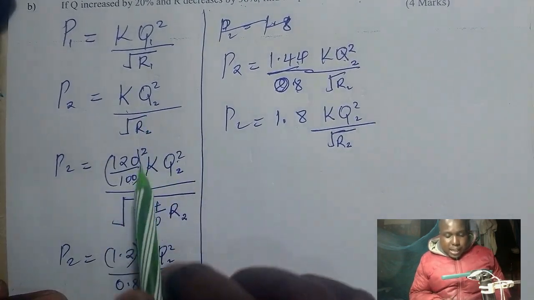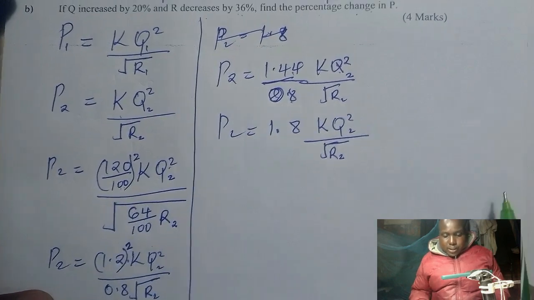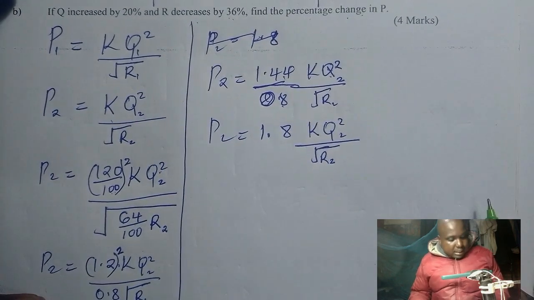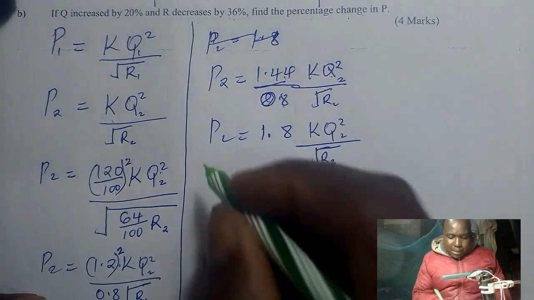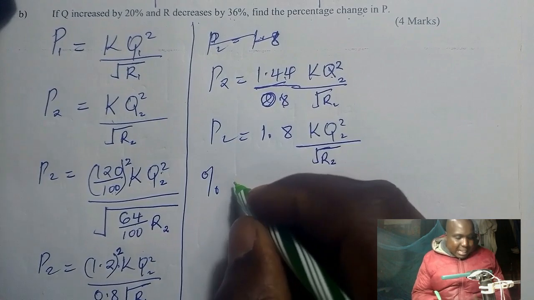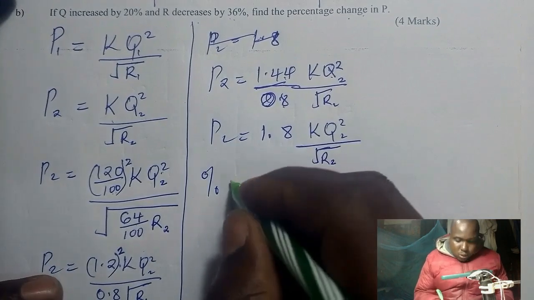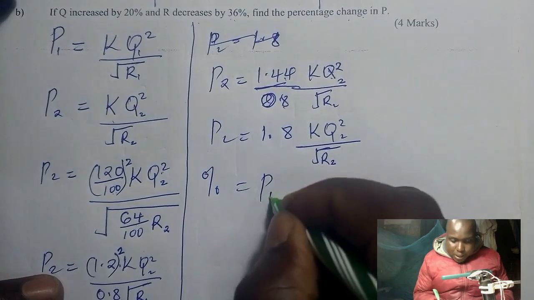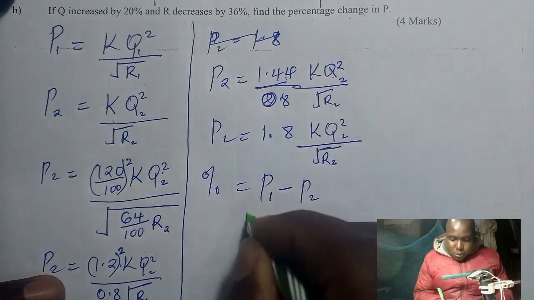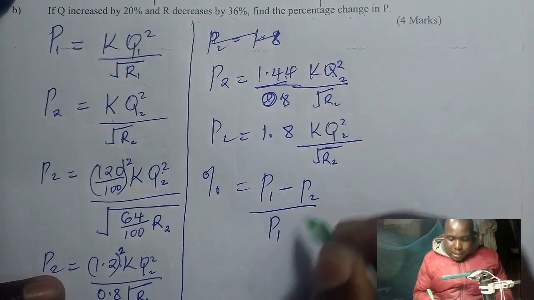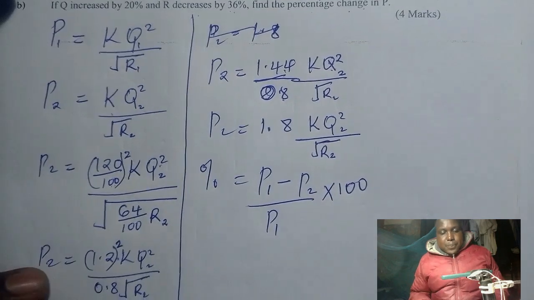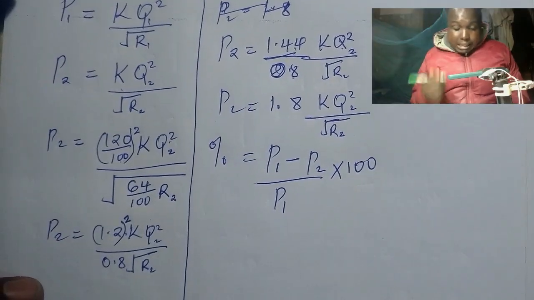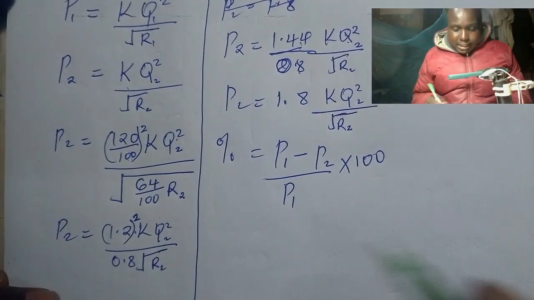Remember, it was squared. You must remember to square. Please don't forget that. Now what we have is P2. But how do you get the percentage? So percentage increase or decrease is equal to P1, the original, minus P2, divided by P1, times 100. That one gives us the percentage increase or decrease.